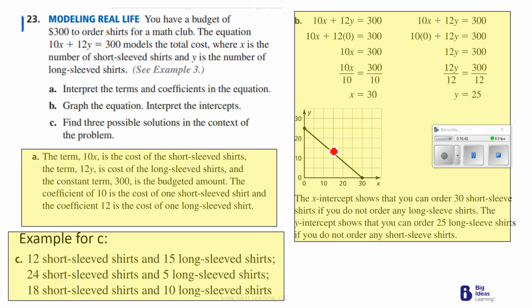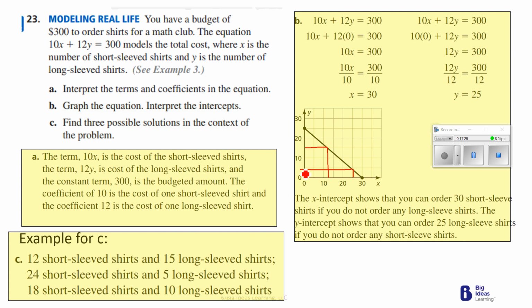So everything on this graph, right? And this is what they're talking about here, right? If I bought 12 short sleeve shirts, and let's look at 12 here, 12, then I could get 15 long sleeve shirts. I could also get 24 short sleeve shirts, right here, 24, which would give me a total of 5 long sleeve shirts.